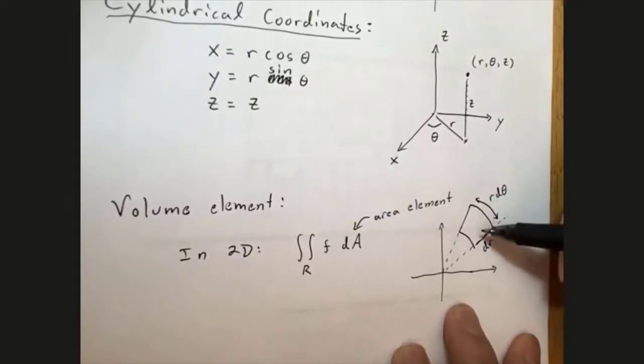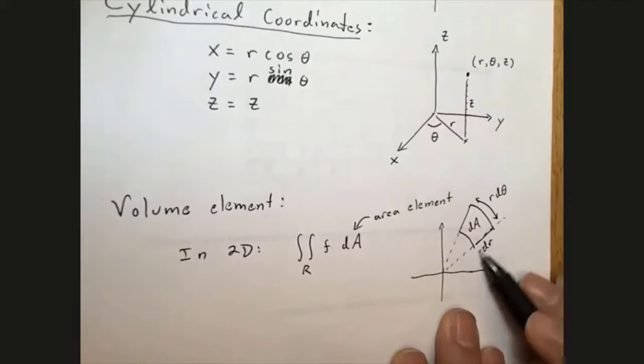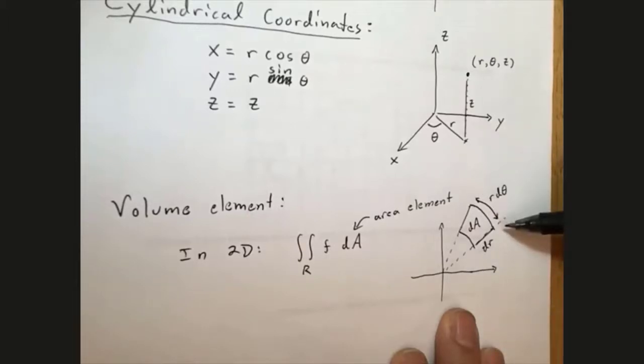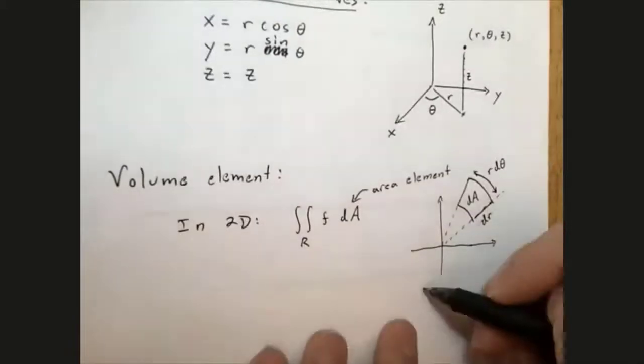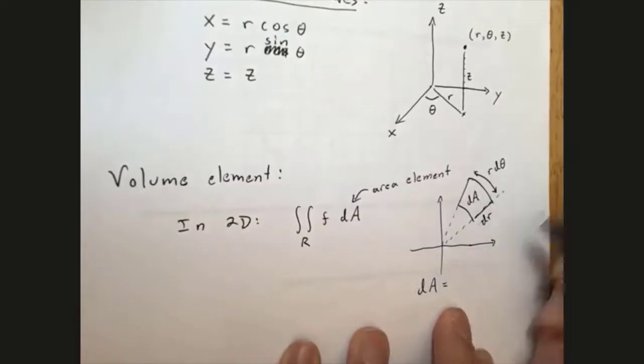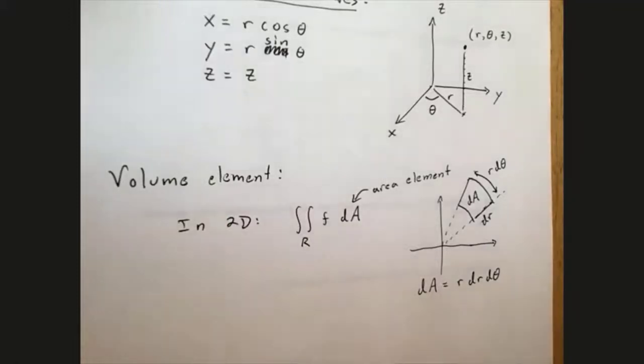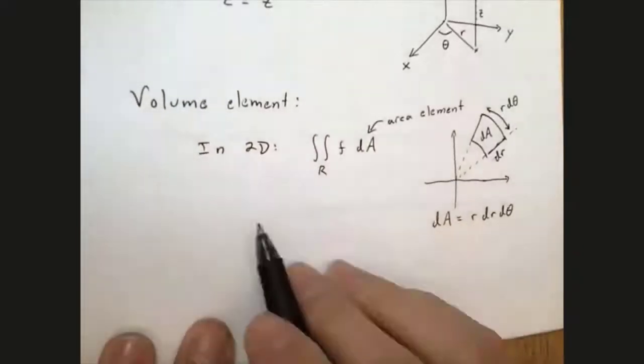So this little chunk of area here, which we're calling dA, is approximately equal to this distance times this distance. So it's dr times r d theta. So dA is, if you multiply that, you can put the r out front, r dr d theta. That's usually how we write it. But you could write it r d theta dr. That's fine. But we usually write it this way, put the r's together. And that's how we get our area element.